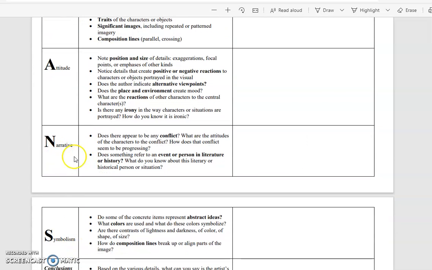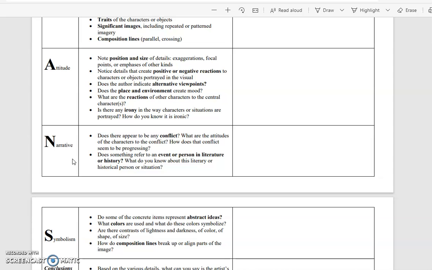Let's move to narrative. Is there a conflict? Is this visual rhetoric telling us a story? What are the attitudes of the characters to the conflict? How does that conflict seem to be progressing? Are we supposed to see a resolution? Are we supposed to assume something happens after the frame of what we're looking at?